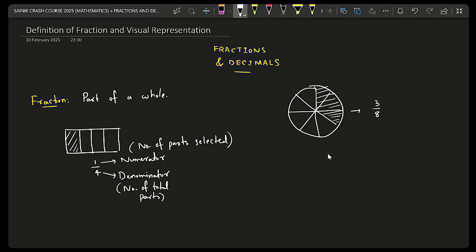For example, I have a circle. Now in this circle, I write 1, 2, 3. 3 parts are divided, and I am selecting this one. So what is the fraction represented by this diagram? Who will say the answer can raise a hand. The fraction represented by this diagram, you should find the answer. If you want to give the answer, raise a hand now.